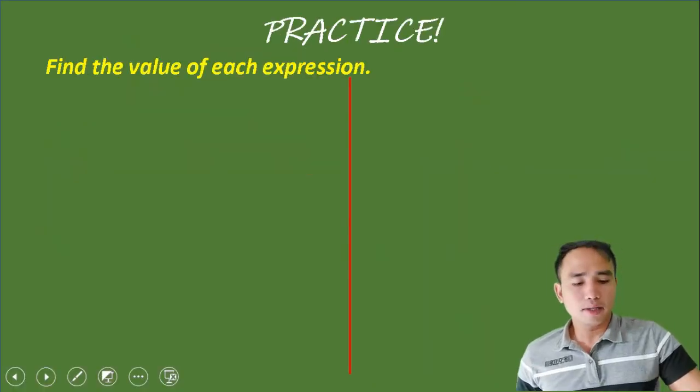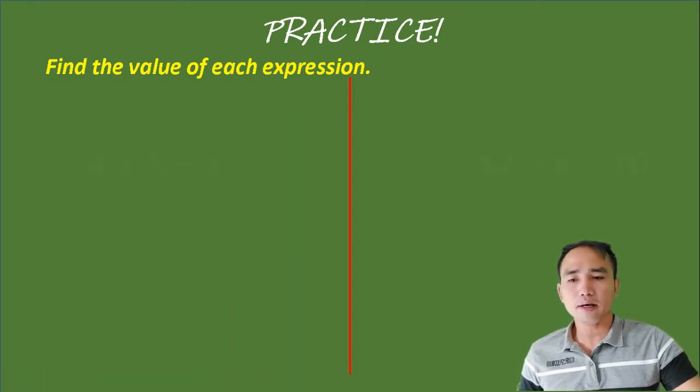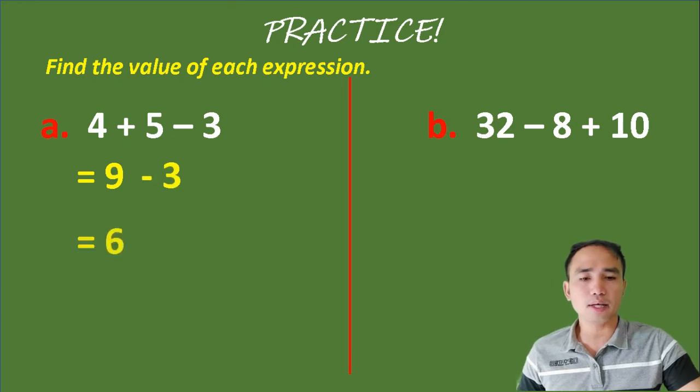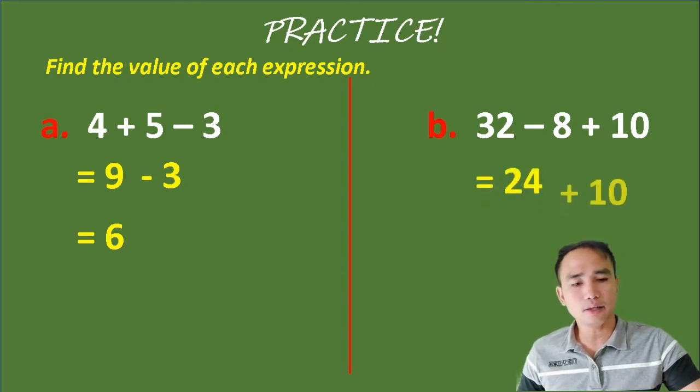Okay, let us have a practice. Find the value of each expression. Letter A, 4 plus 5 minus 3. 4 plus 5 is 9. Minus 3 is 6. Letter B, 32 minus 8 plus 10. 32 minus 8 is 24. Plus 10 is 34.